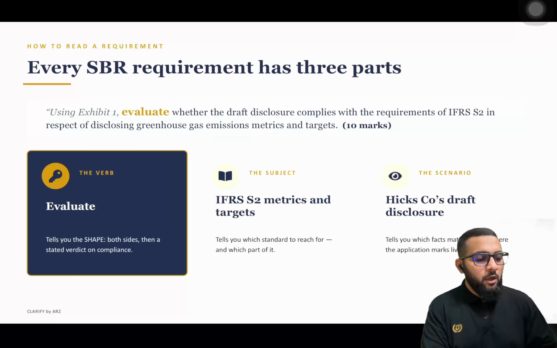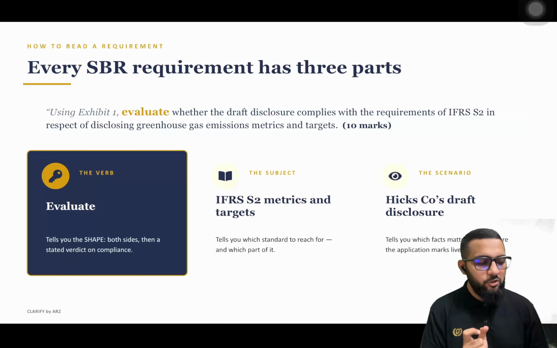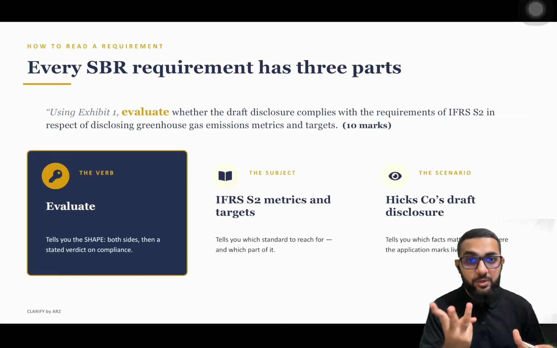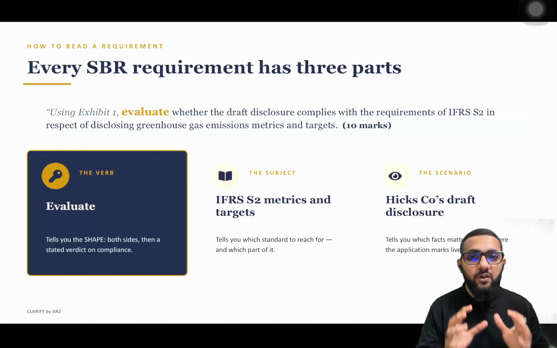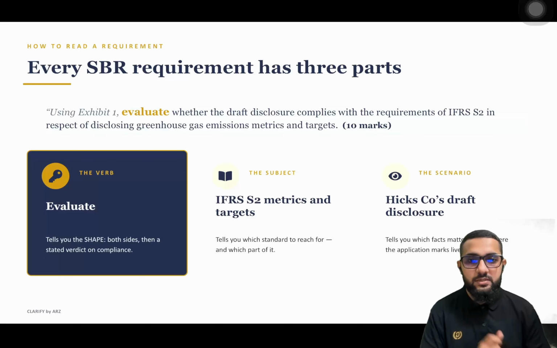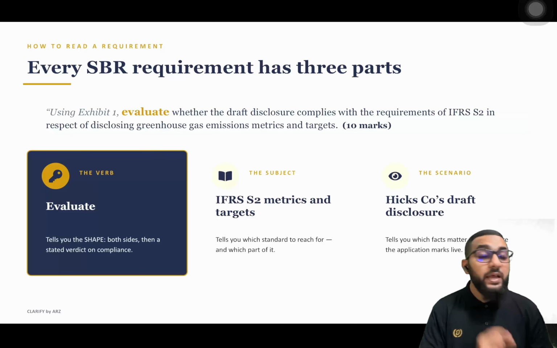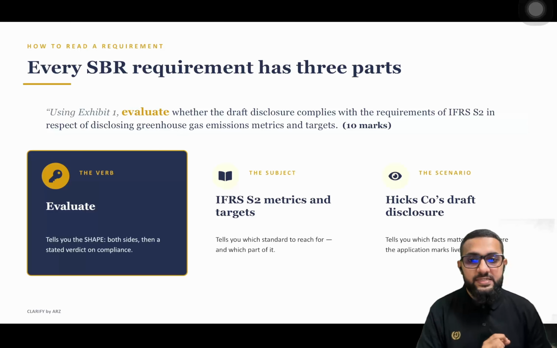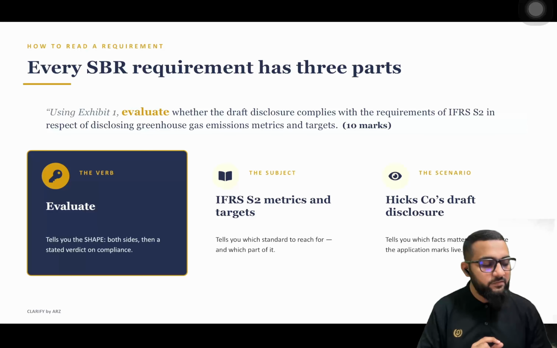When you look at an SBR requirement, every SBR requirement usually looks like this. It has three parts. Number one is the verb. In this particular requirement, it says: using Exhibit 1, evaluate whether the draft disclosure complies with the requirements of IFRS S2 in respect of disclosing greenhouse gas emissions metrics and targets. This is a question from the March-June 2026 paper. So what are the three parts? Number one is the verb outlined here. In this case, evaluate is the verb.